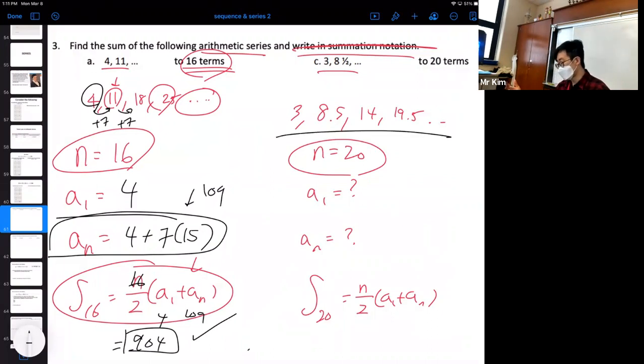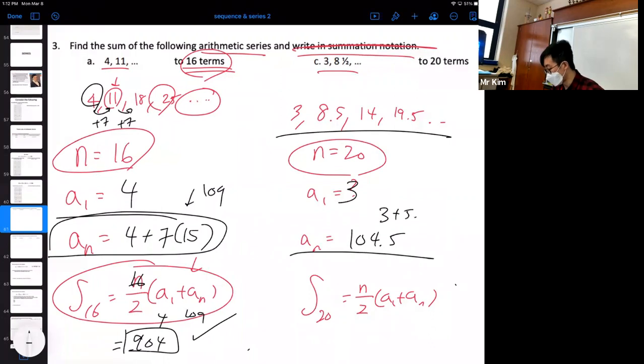All right, next one. The 20th term, a sub 1, a sub n. Andrew, could you tell me what the first term is? 3. What's a sub n here? What, 104.5 you said? Okay, so 3 plus 5.5 times 19. I think that's what you did here. Okay, and then 3 and then 104.5. This one will be 20 times 2, and then we have 107.5 here. What did you get for your final answer?